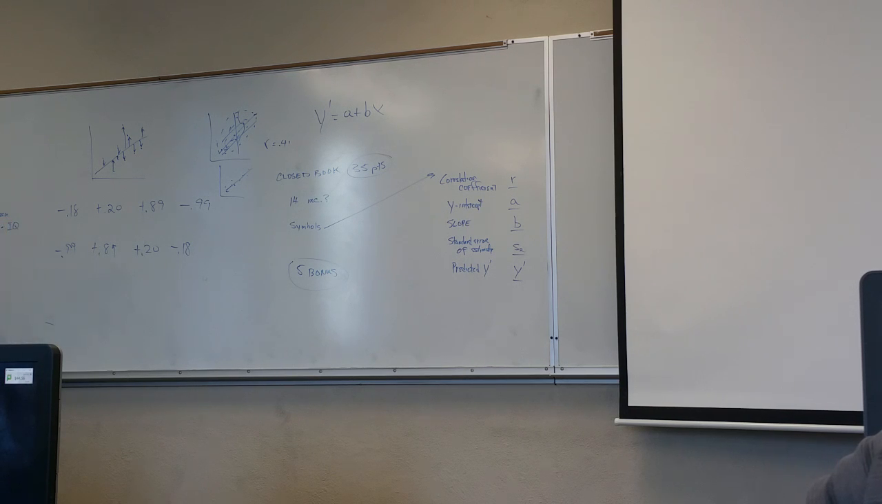So, if correlation was positive between years of education and IQ, that would mean the higher number of years you went to college, the higher your IQ. And if slope was equal to 5, and this was measured in years, that would mean for every year you went to school, your IQ would increase by 5 points.